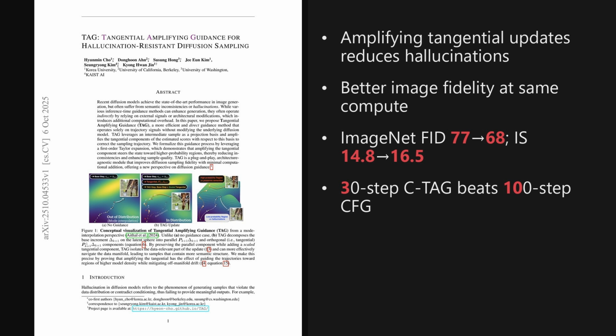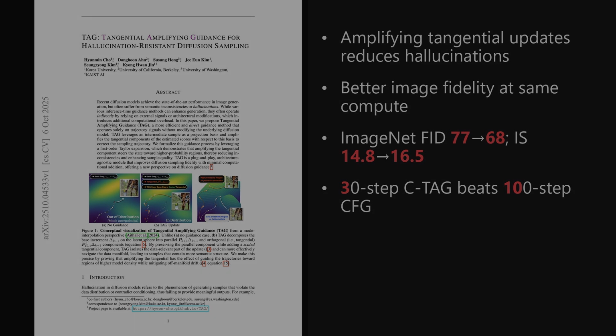The paper is titled TAG, Tangential Amplifying Guidance for Hallucination-Resistant Diffusion Sampling, and as we'll see later, the gains are both consistent and cheap to obtain. In short, the method amplifies tangential score components along the sampling trajectory, which theory links to higher probability regions, so it reduces hallucinations across models and samplers with minimal computation.